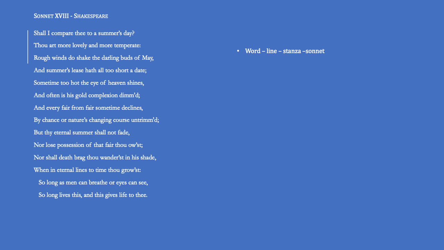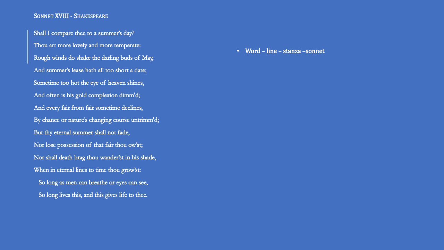This is basically about the weather. Summer's day, rough winds, too hot, nature's changing course, eternal summer, shade. These are all things that have to do with the temperature and the quality of the air. Look at the lines.